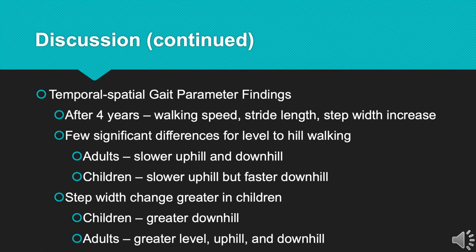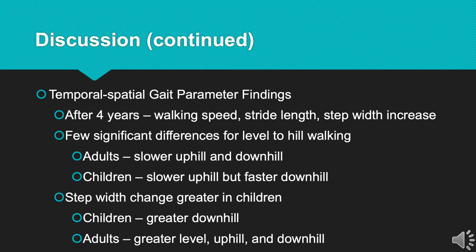In regards to temporal spatial gait, researchers found that after the age of 4, there was an increase in walking speed, stride length, and step width. There were fewer significant differences for level to hill walking. In adults, they found a significant difference for slower uphill and downhill. Compared to children, they had a slower uphill but a faster downhill.